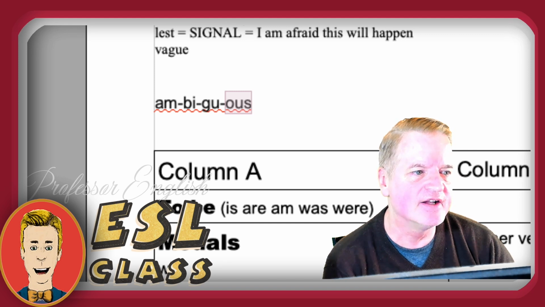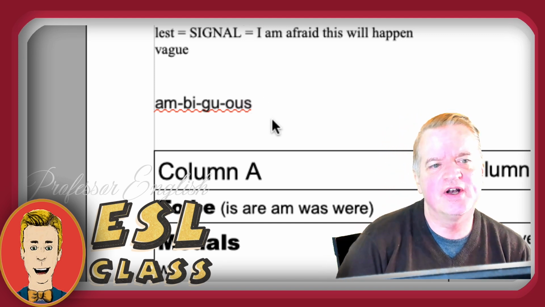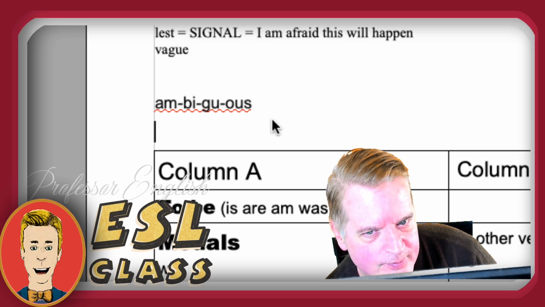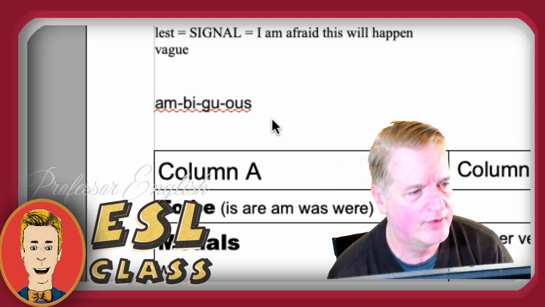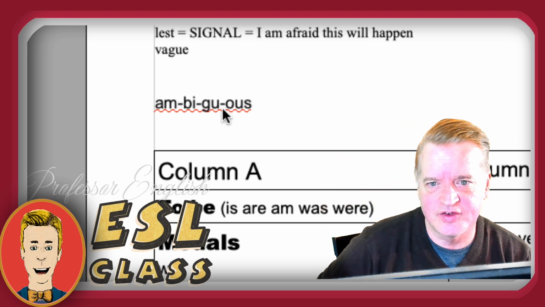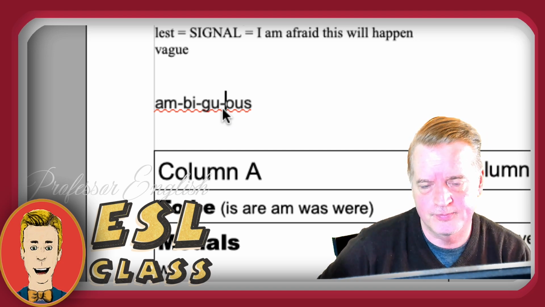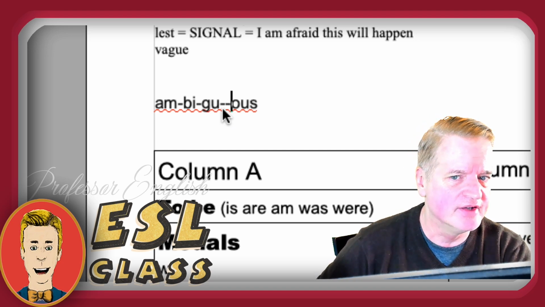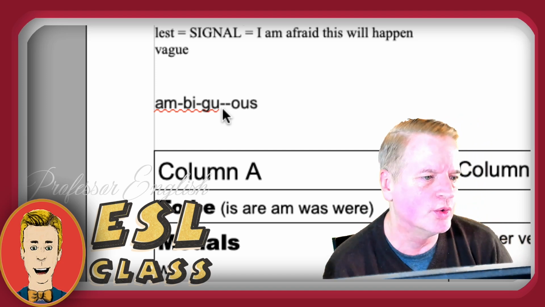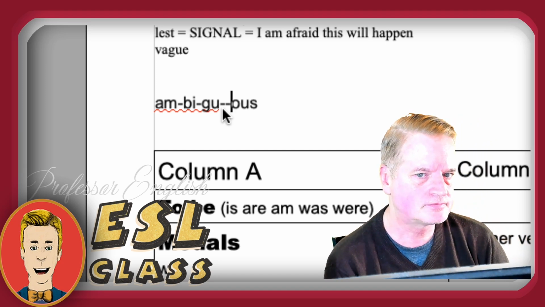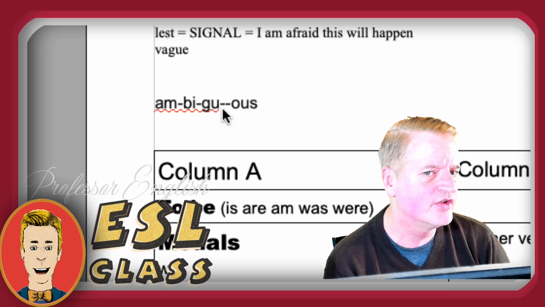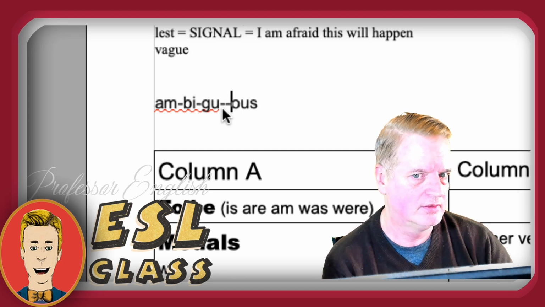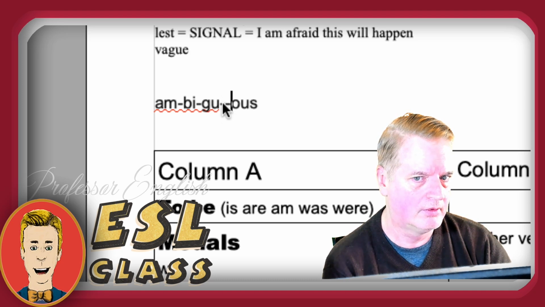Ambiguous. Okay. And am okay. What is the third syllable? You. Okay, you is the third syllable. What is the fourth syllable? Us. Okay, so what is the final sound of you? Oo. Okay, oo. And what is the first sound of us? Uh. Okay.